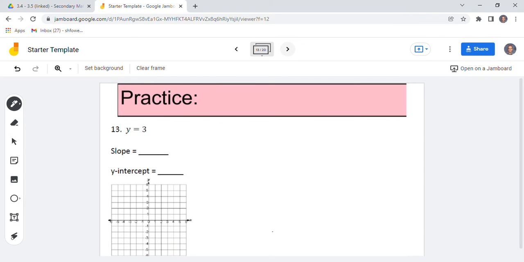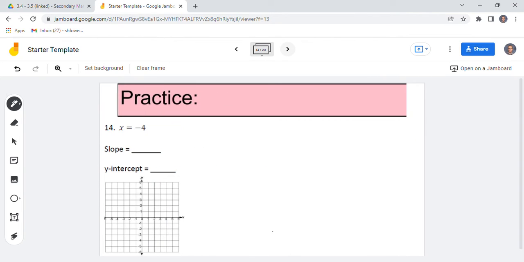Next question. This one is a graph of a horizontal line. Remember, if our y value needs to stay at 3, it's going to look like this. Our slope is 0 for horizontal lines, and our y-intercept is right there. It's just 3, because all of our y values are 3.